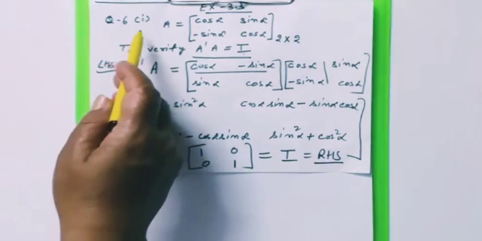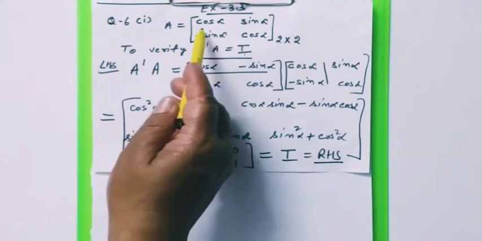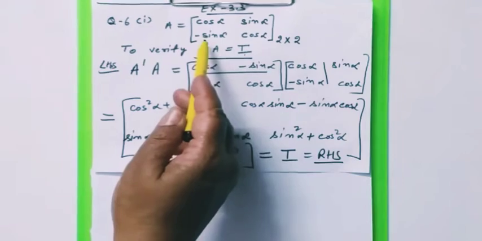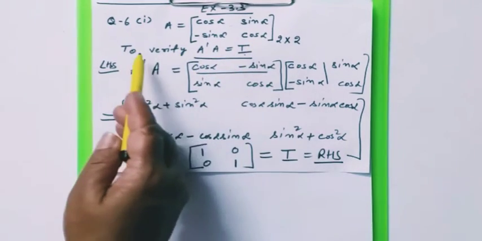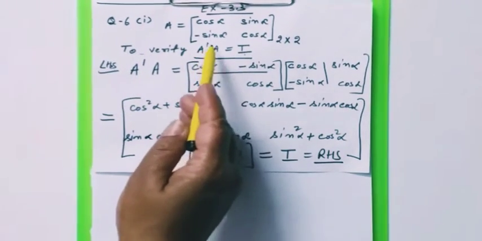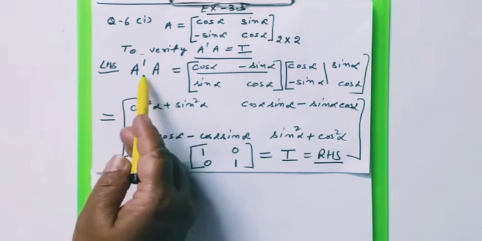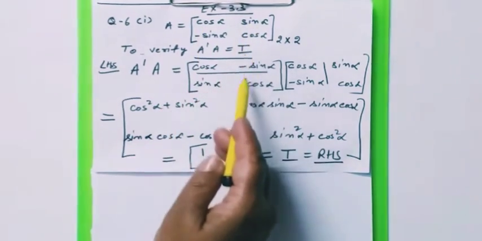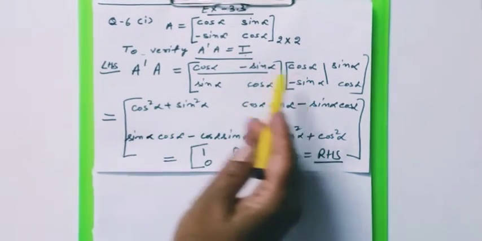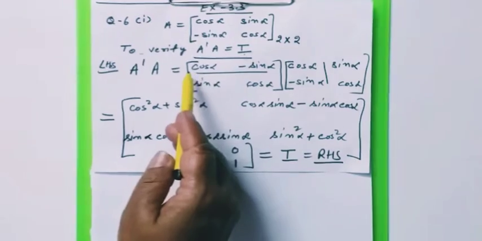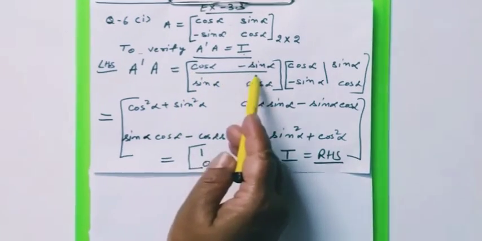Now question 6 part 1. You are given a matrix A, cos alpha, sin alpha, minus sin alpha, cos alpha, and you have to verify that A transpose A is equal to identity matrix. So I take the transpose of A. I calculate LHS, take the transpose of this matrix, multiply it with matrix A. So I use the rules of multiplication of a matrix.